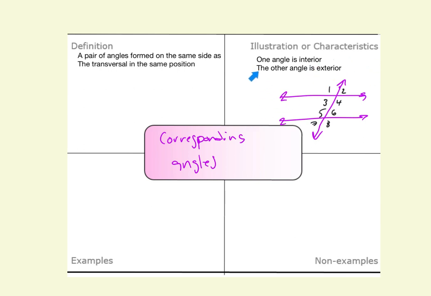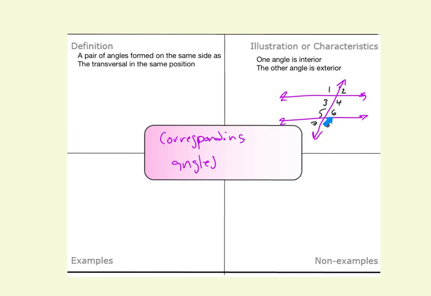Our characteristics would be one angle is interior, the other angle is exterior. So an example would be angle 6 and angle 2. Another example would be angle 5 and angle 1. Since one is on the inside, or between the two parallel lines, and the other is on the outside. However, they have the same position along the transversal.